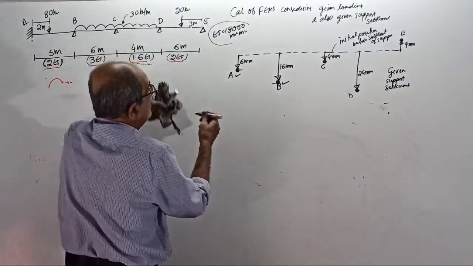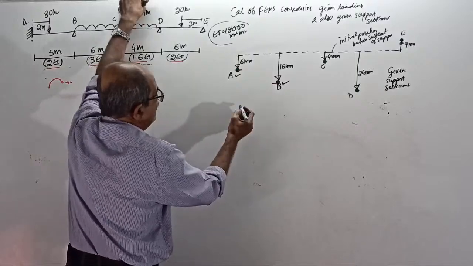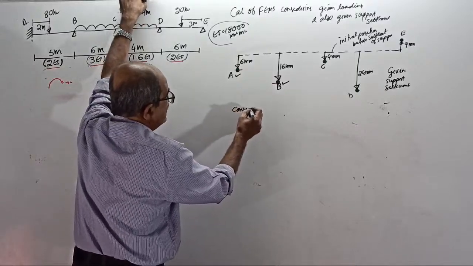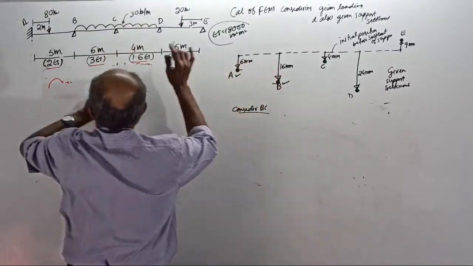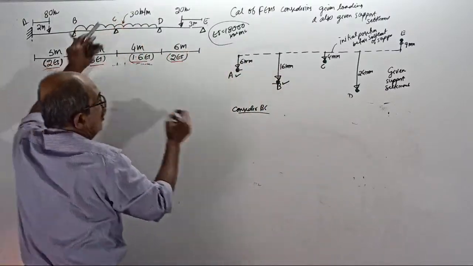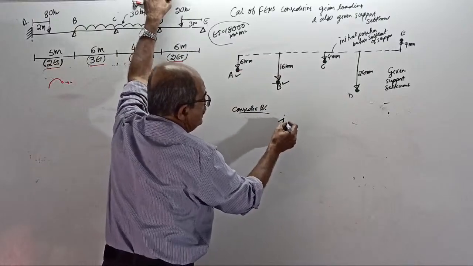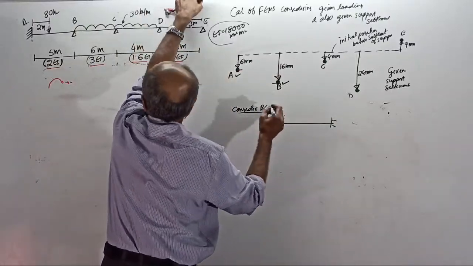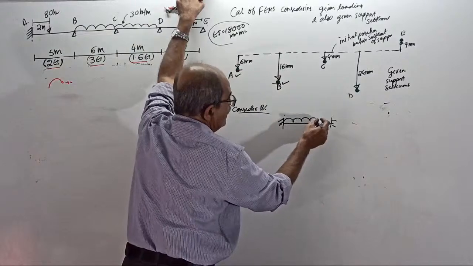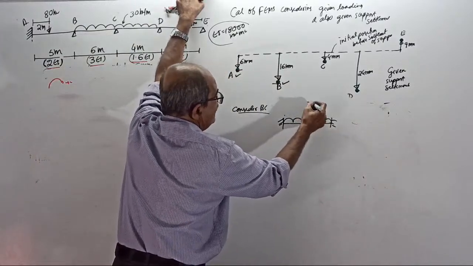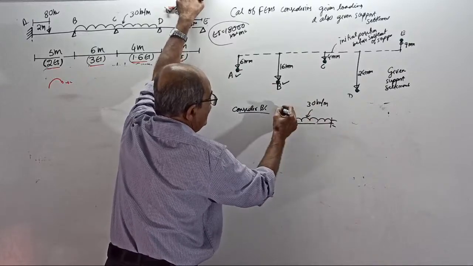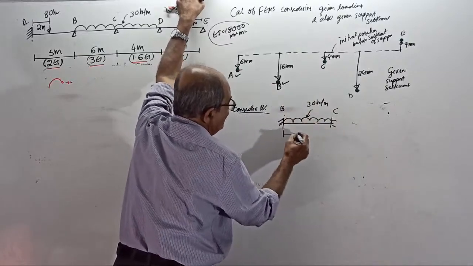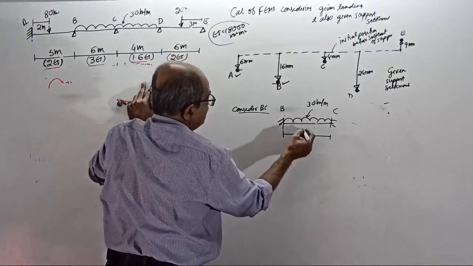Consider BC. Now fast over. When you consider BC, first you see B and C here, loading. Loading is UDL of 30 kilonewton per meter. Okay, right there. 30 kilonewton per meter UDL. This is B, this is C. Span is how much? Span is 6 meter.